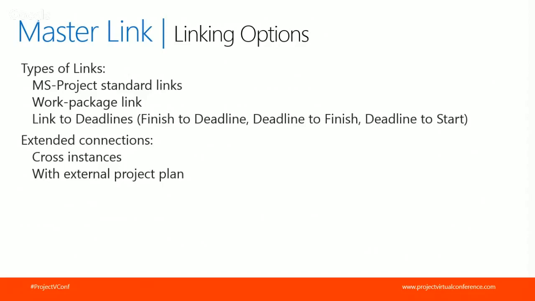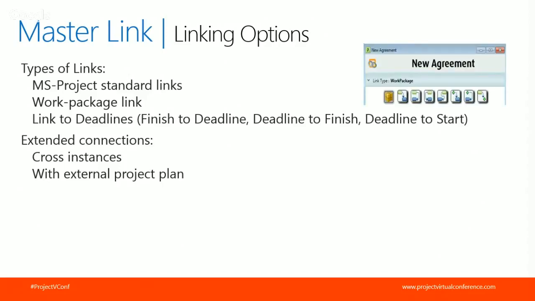So I was talking about types of links, and in the MasterLink, we have Microsoft Project standard links, such as finish to start. We have the work package link, which I'm going to introduce in a second. And we have a new innovation by Matan, which is link to deadline. A deadline is used in a project to help us to monitor and control. And we usually use deadlines in contractual links, such as with our client or with our subcontractors. Therefore, we are not interested in the finish date of the task, but the deadline of the task, because we believe that if you have a contract, then you'll meet the deadline.